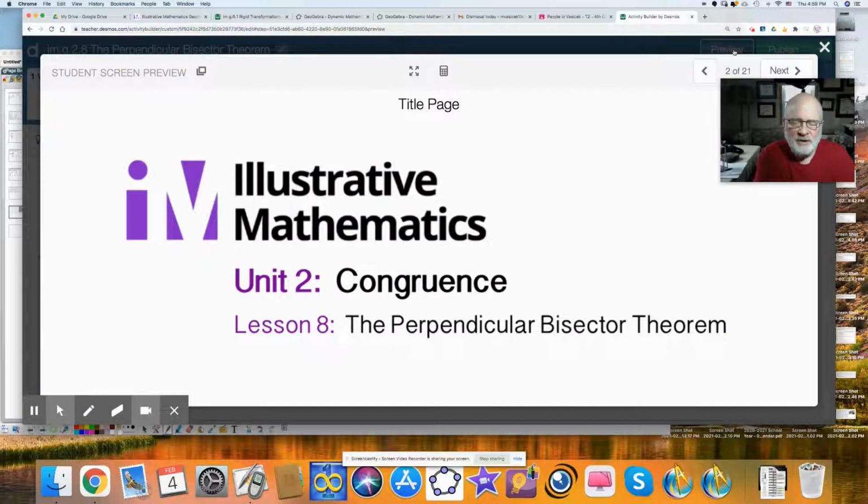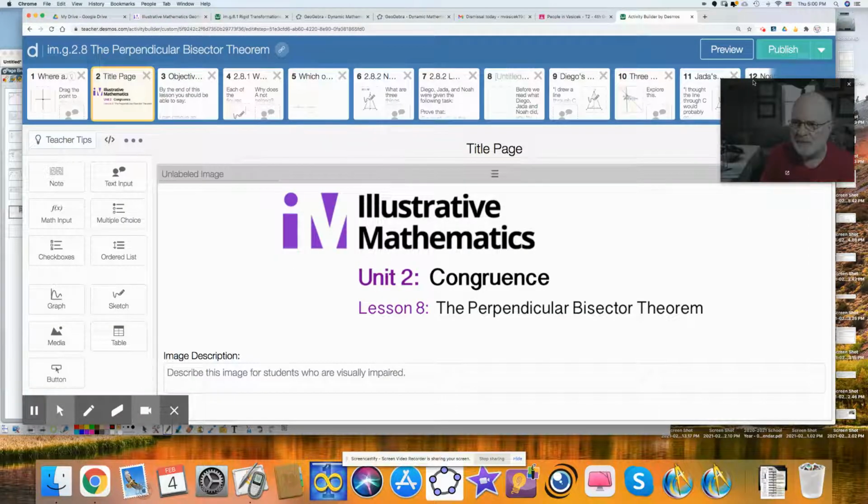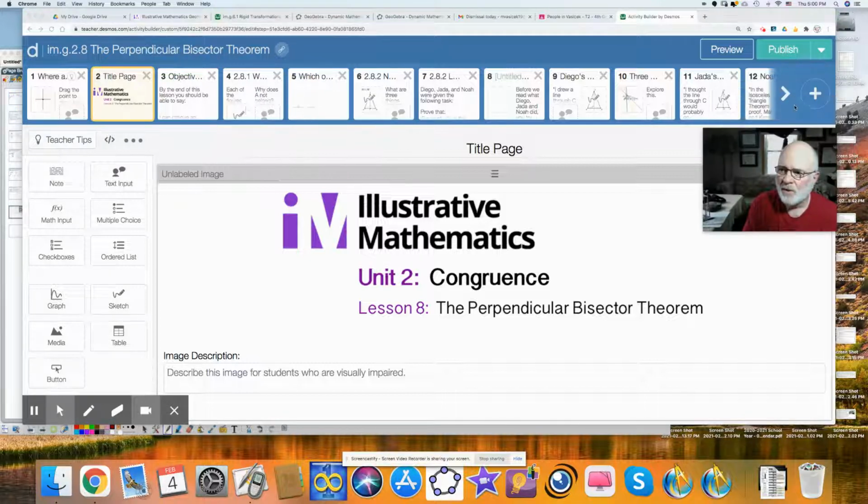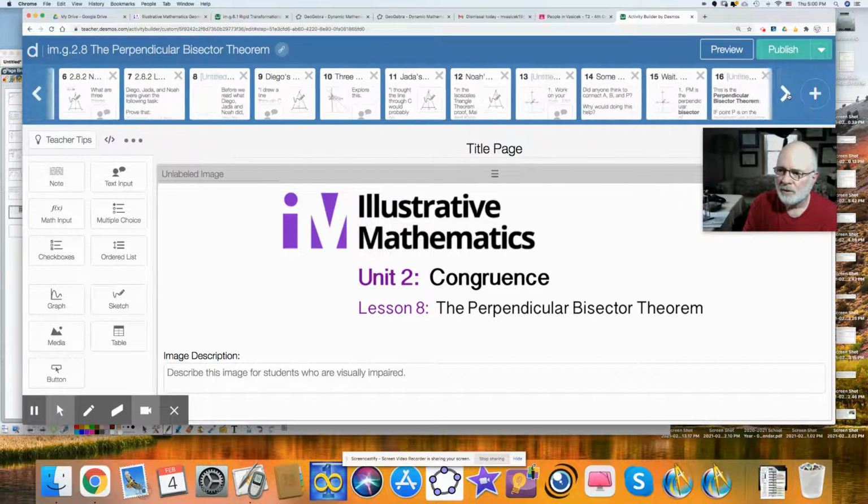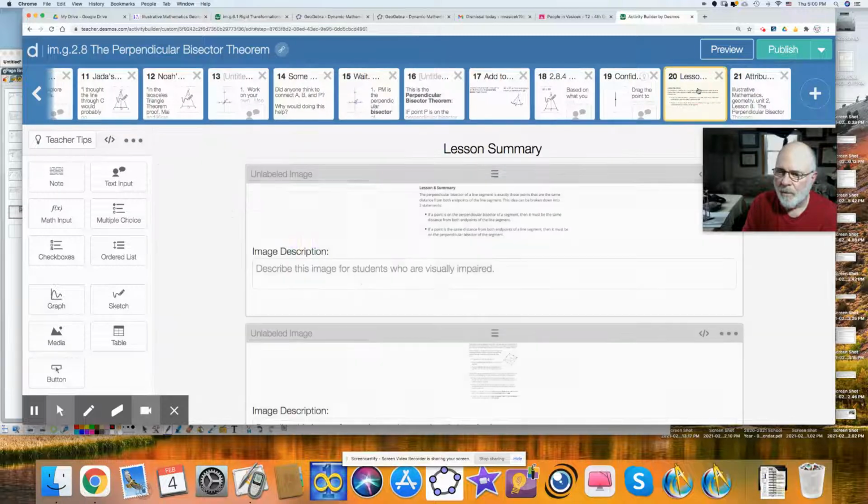Hi, I'm Mr. V, and today we're talking about Illustrative Mathematics, Unit 2 on Congruence, Lesson 8, the Perpendicular Bisector Theorem. And the first thing I would like to do is to look at the objectives for today. So I'm going to fast forward real quickly to the very end.